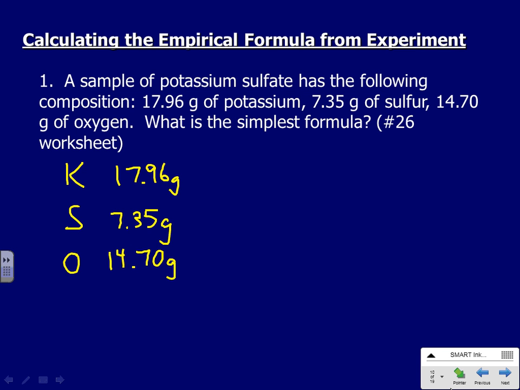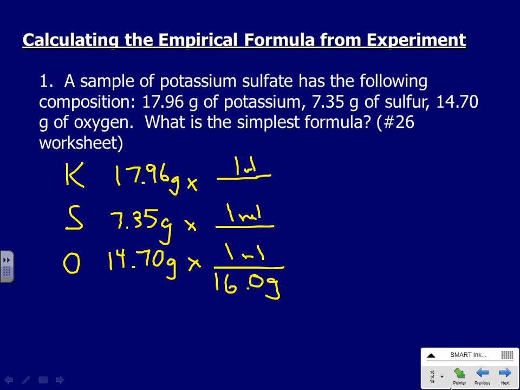So go ahead. You can finish this one off. Now the process is exactly the same. Figuring out how many moles of potassium, how many moles of sulfur, how many moles of oxygen, and I don't know those other masses. 32.1 for sulfur, looks like. And heading over to the K, potassium, 39.1.